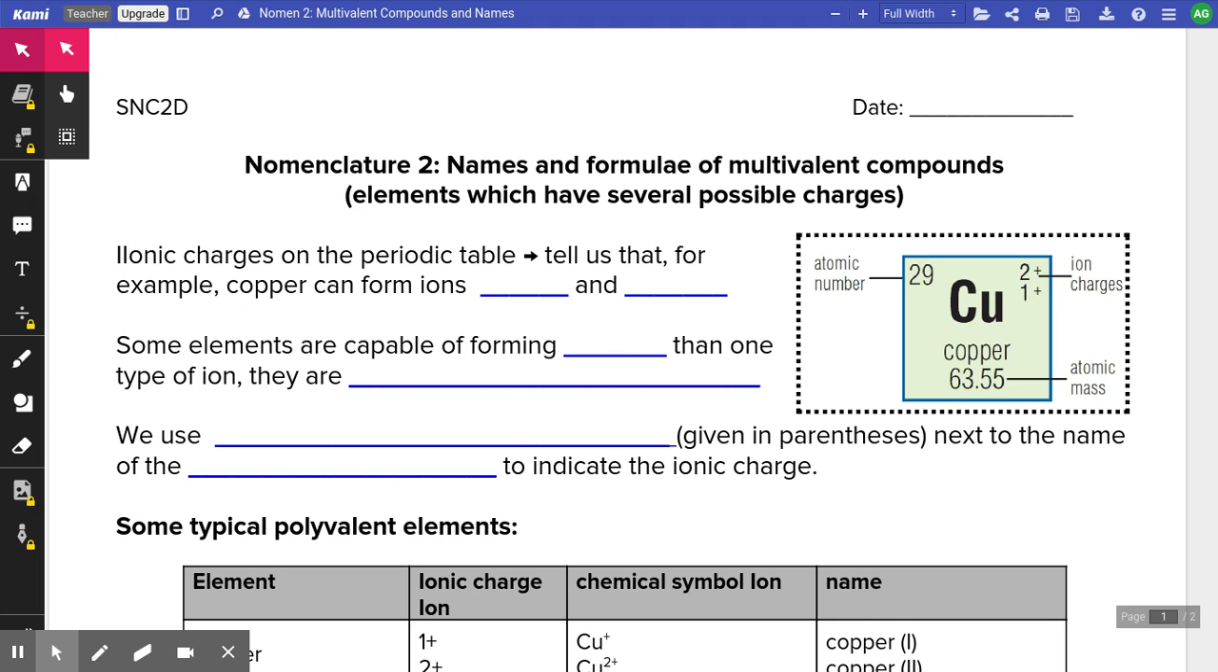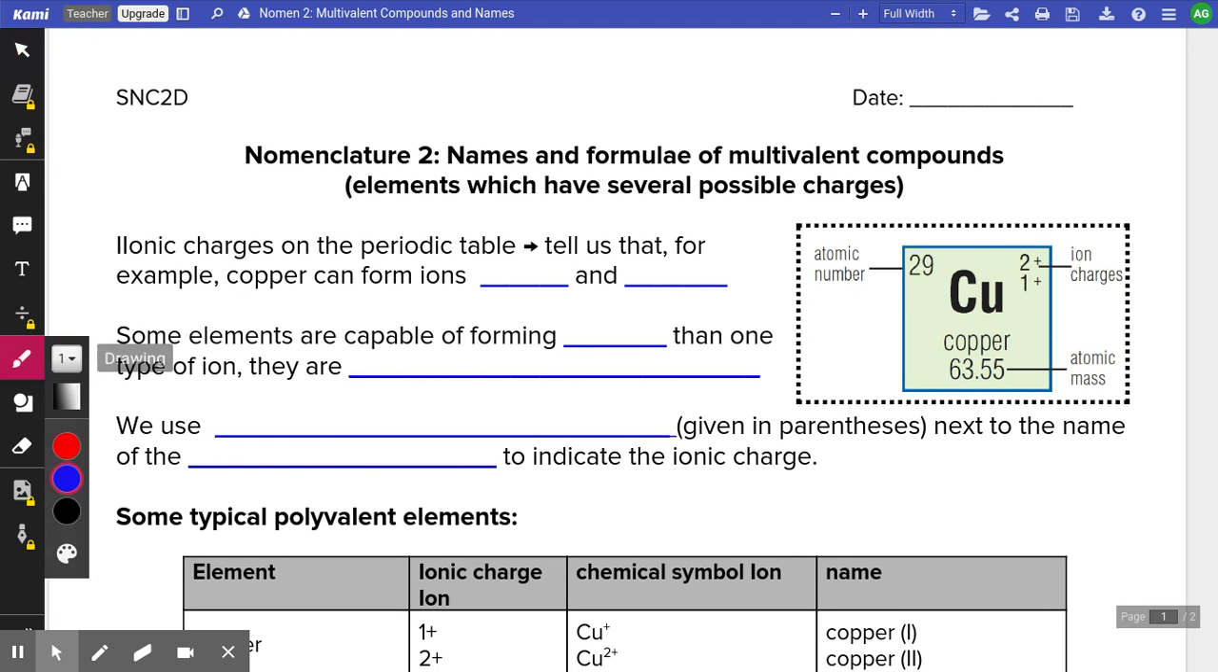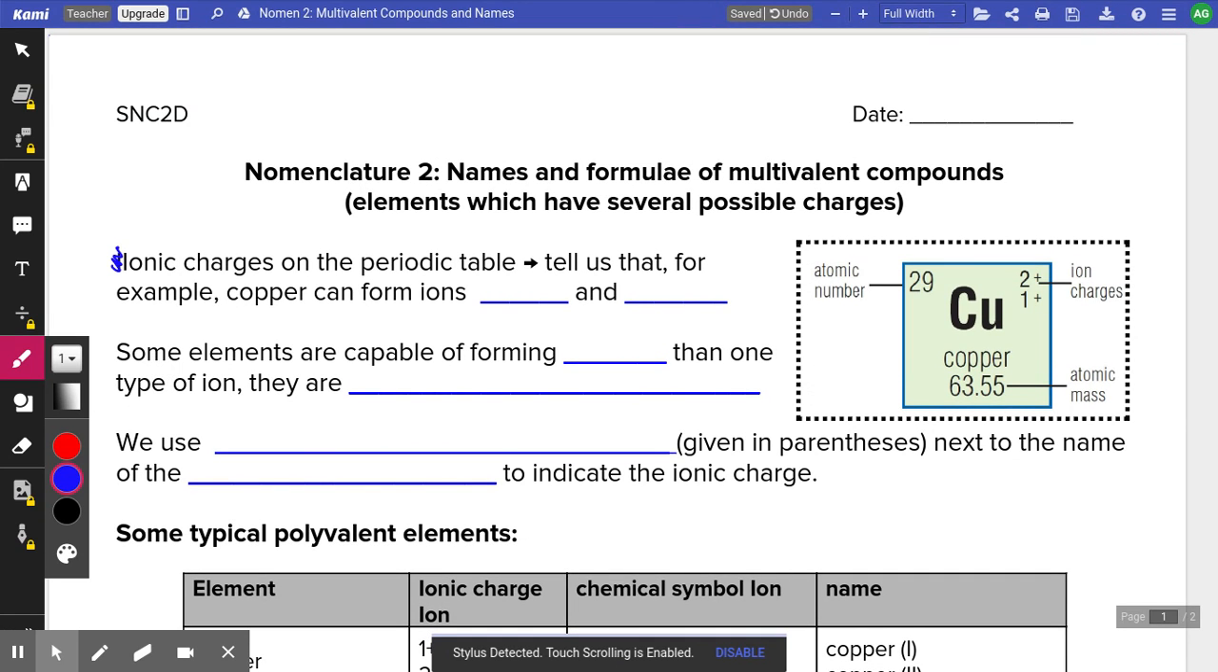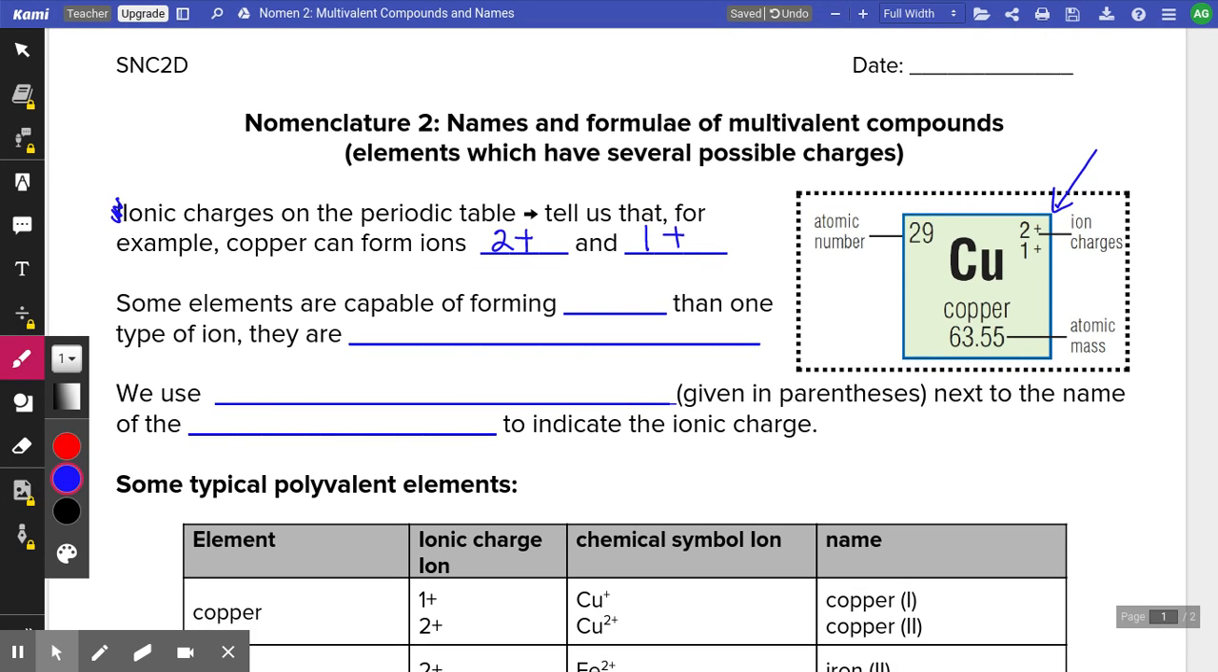So ionic charges on the periodic table, I should say. There are ionic charges on the periodic table, like you can see in this image, and for some of those there's actually more than one. Some of them have only one ion charge, but others have more than one. For example, copper can form the ions 2 plus and 1 plus. So what does that tell us? That tells us that some elements are capable of forming more than one type of ion.